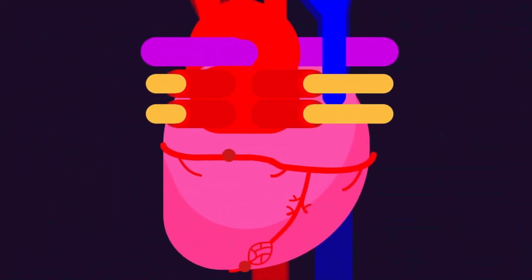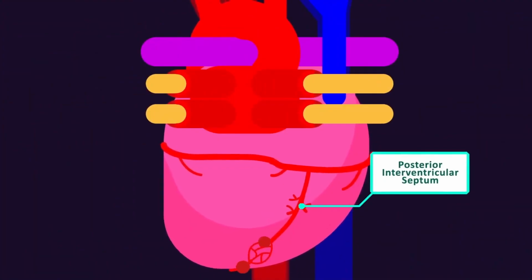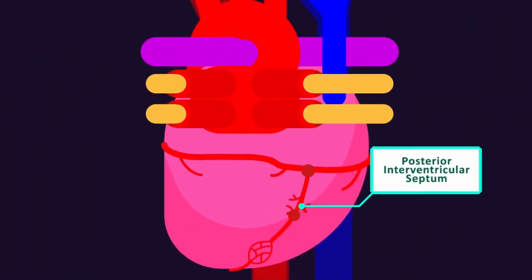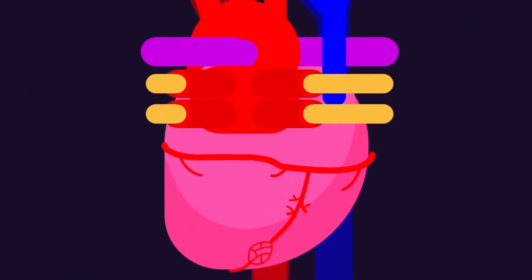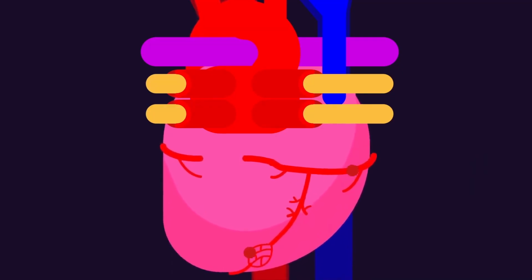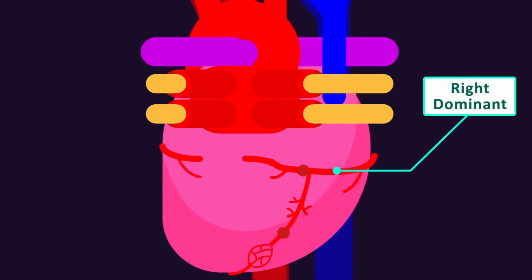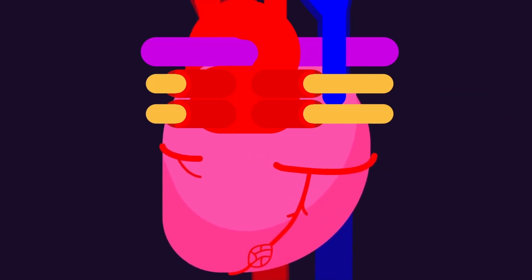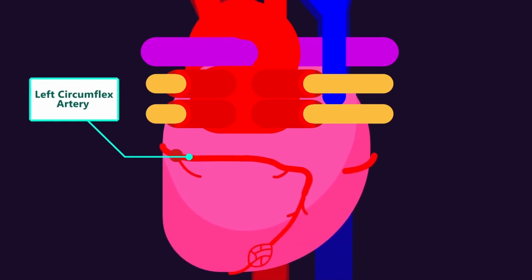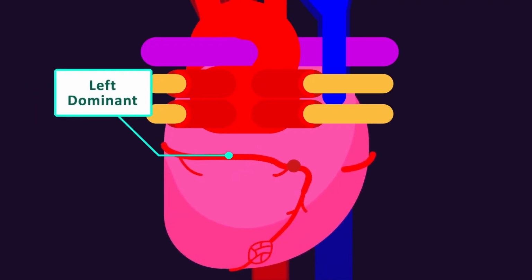Coronary artery dominance. The artery that supplies the posterior aspect of the interventricular septum, or the posterior descending artery, determines coronary dominance. If the posterior descending artery is supplied by the right coronary artery, then the coronary circulation would be classified as right dominant. However, if a branch of the left artery, specifically the left circumflex artery, supplies the posterior descending artery, then the coronary circulation would be classified as left dominant.